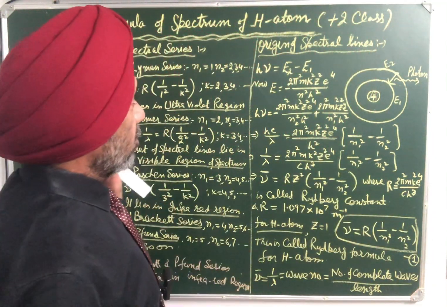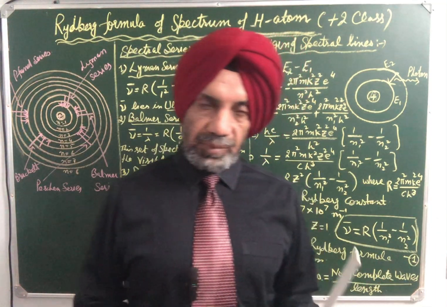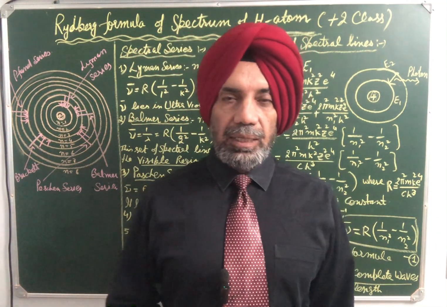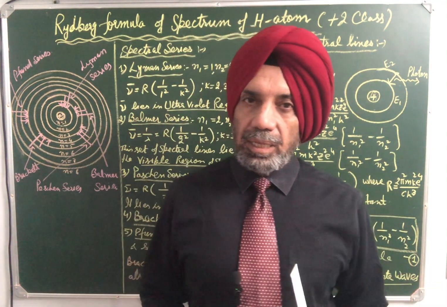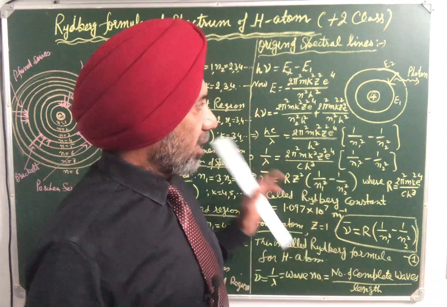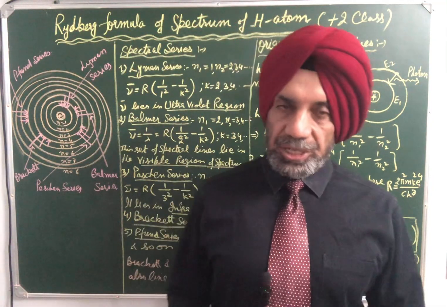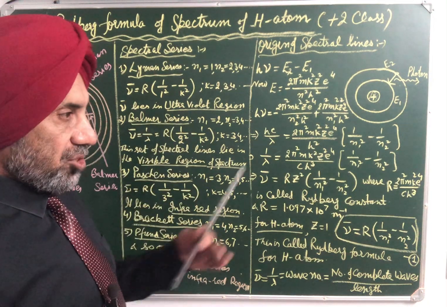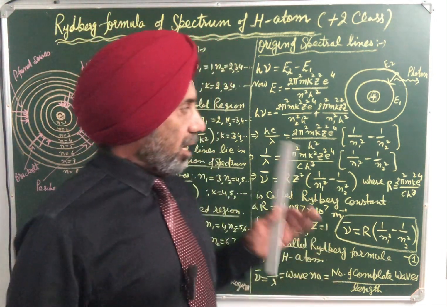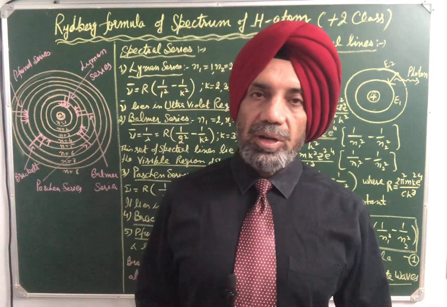So this is all about the Rydberg formula for the hydrogen atom. So go through it. In the next video, I will discuss limitations of the Bohr model of atom, ionization energy and the energy level diagram of the hydrogen atom.